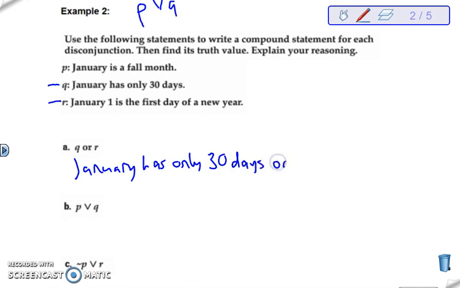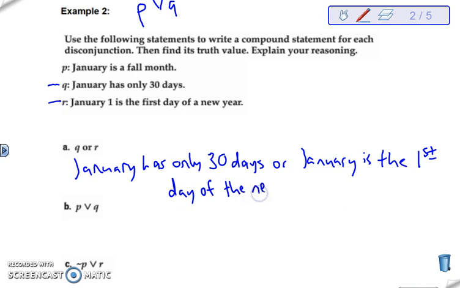So January has only 30 days, or January is the first day of the new year. Well, we know the first part's wrong because January has 31 days. But the second part is true. It is the first day of the year.